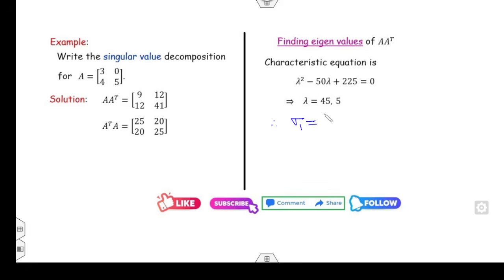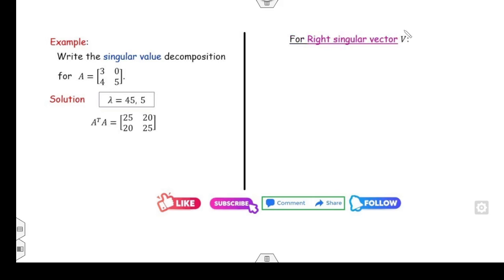So can you find the singular values? Sigma 1 is root 45. Sigma 2 is root 5. So therefore, sigma will be root 45 and root 5. Then step number 3, we can find V. V is the eigenvector of A transpose A, that is, the normalized eigenvectors. So we can start from A transpose A. I can write the eigenvector equations.